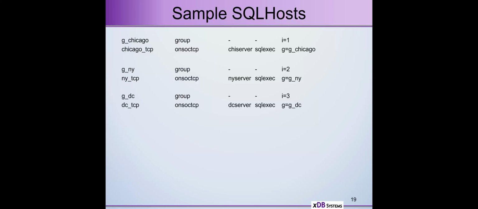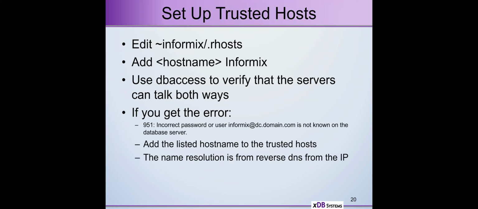So the sample is we've got Chicago, New York, and DC. I said I'd be using these as an example. Each of the three servers would want the same SQL host entries, and each one is in their own group. So for trusted hosts, I'm just using our host here, which is fine from a technical standpoint. We just give it the host name and then the Informix user. And then you can use DB access with the connect option to verify they can talk to each other. There are obviously other ways to validate, but that's just the simple one for this case.